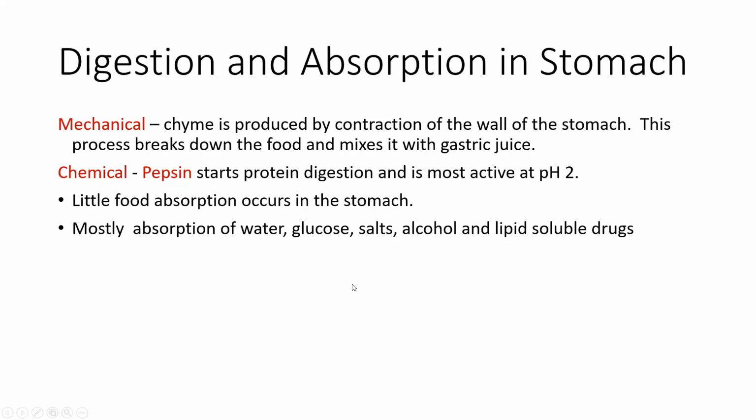Okay. So I think this will be our last point for today. Digestion in the stomach is both mechanical and chemical. We produce chyme. We have broken down the food into its individual components, and we mix it with the gastric juices so we can have chemical breakdown too. We can break down proteins using the pepsin that we've made.